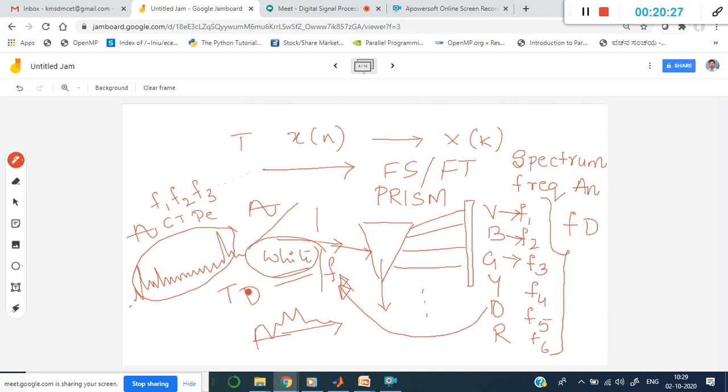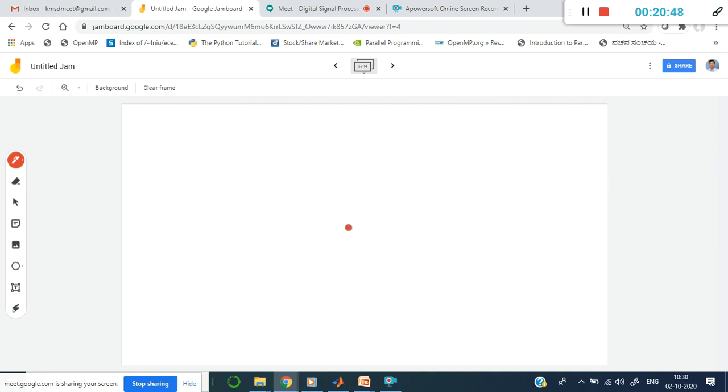Which is going to split that particular frequency into different components of frequencies. Then again, it is very easy for me to analyze, right? So again, if I want to get back my white light, what will you be doing? You will keep a prism in inverted mode, right? So this is how we try to keep this.